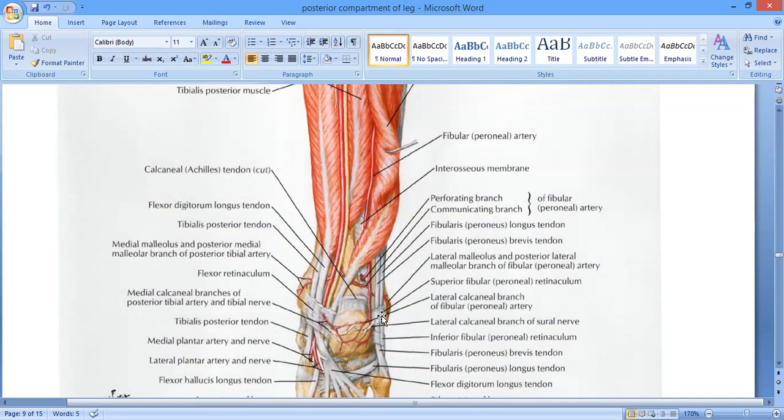And also they're going to take part in the anastomosis around the lateral malleolus. So lateral malleolar network, you can see its calcaneal branches are coming, and they go to the lateral malleolus, where it's going to make the anastomosis. Is it clear, ji? Is there any problem with the peroneal artery?